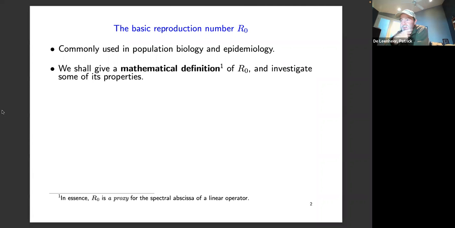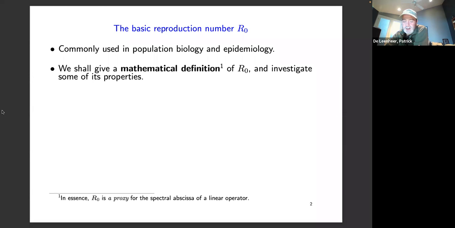When you talk to biologists, they'll give you a definition that's verbal. I'm not going to repeat it. I think it's a confusing definition. Instead, we'll focus on a mathematical definition, and we'll investigate some of the properties of the basic reproduction number.